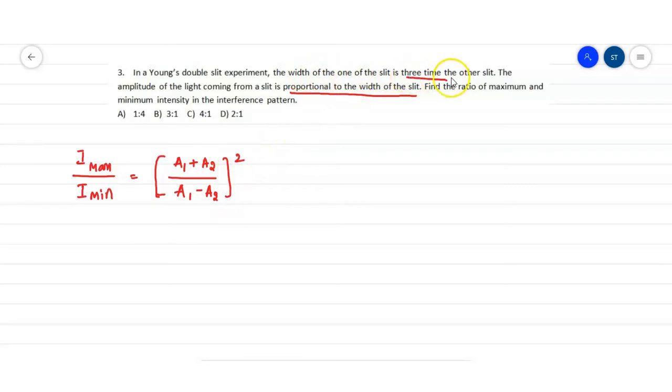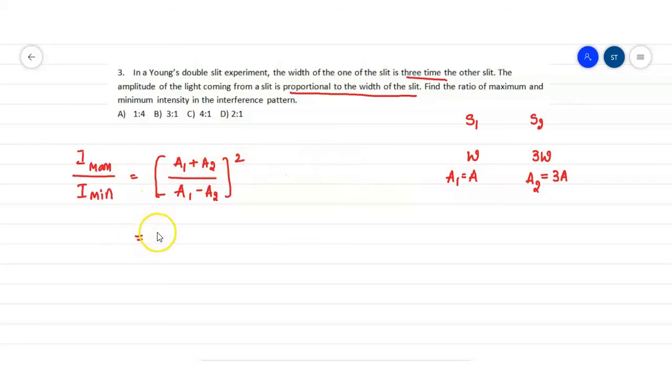Width of one of the slits is thrice the other. Let us take the slits as S1 and S2. If I assume the width of the first slit as W, the width of the second slit will become 3W. If the amplitude of the light wave coming from the first slit, which is A1, is equal to A, then as amplitude is directly proportional to width, and width is becoming triple, the amplitude will also become triple. So A2 will be 3A.